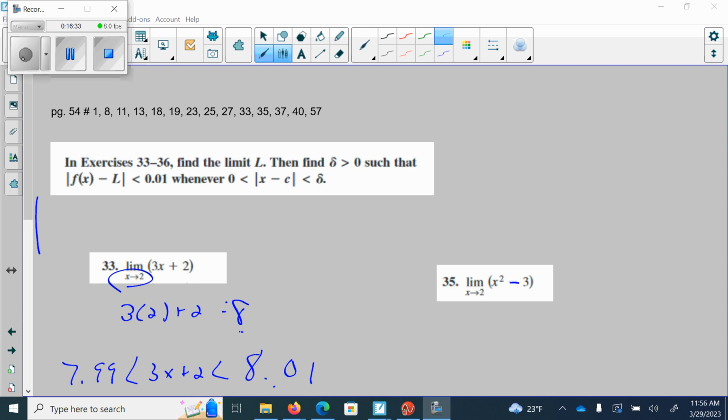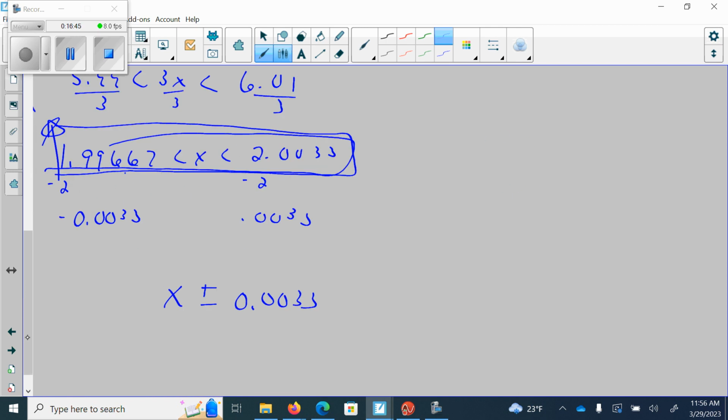All right, so you substituted in 2, so you had 2 squared minus 3, and you got 1. Correct. Then you add and subtract the 0.01, and I end up with 1.01 and 0.99 for x squared minus 3. You add 3, so 3.99 and 4.01. You take the square root, and you get 1.9975 and 2.0025.